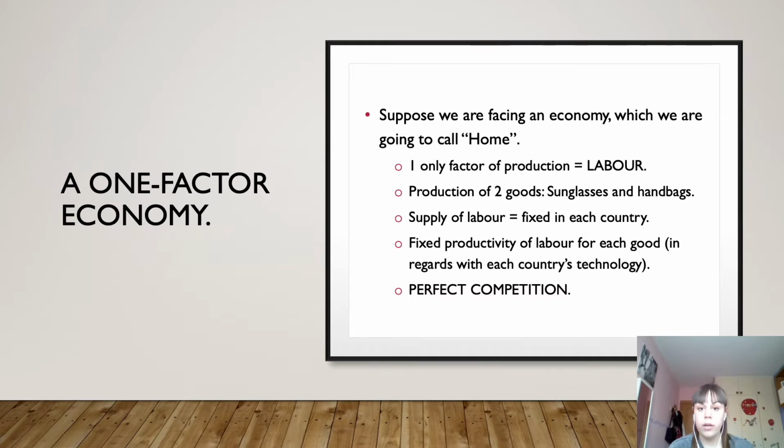In this economy, also the supply of labor is going to be fixed in each country, and moreover there is going to be a fixed productivity of labor for each good that is going to be related to the technology of the country. In conclusion, we are going to have a perfect competition, which means that in the market the buyers and the sellers are so numerous and well informed that all elements of monopoly are absent, and the market price of a commodity is beyond the control of individual buyers and sellers.